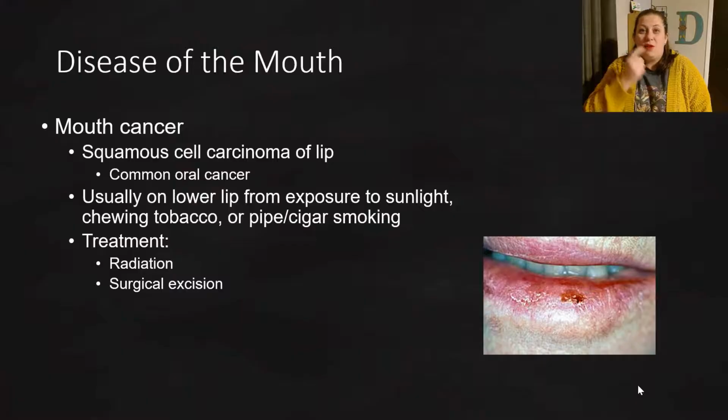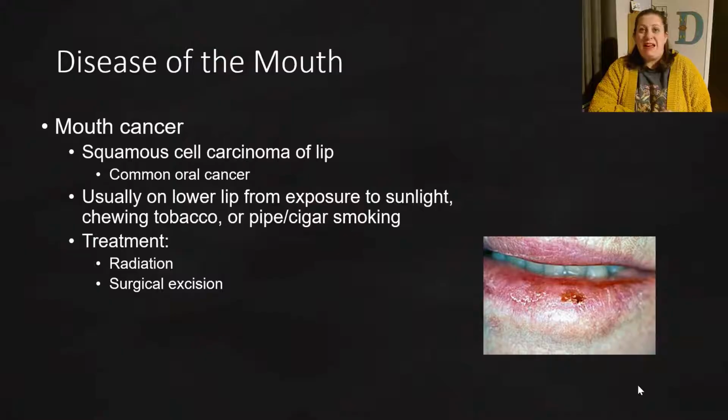Usually it's going to be found on the lower lip, and it's from exposure to sunlight. You have a higher risk if you chew tobacco or if you're a pipe or cigar smoker. Now, we find this type of cancer to be more prevalent in males, and it can cause small, pale-colored, painless lumps to start to develop on the lip itself, again based on this picture.